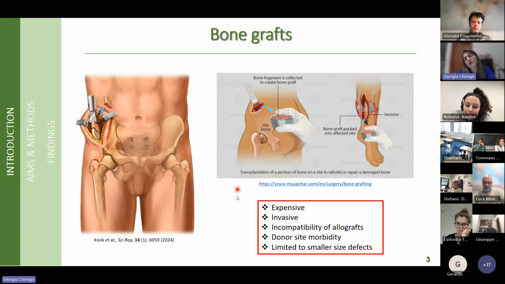And moreover, this procedure can solve just smaller site defects. Why? First of all, for the low amount of bone graft, and secondly, because its efficiency can be strongly compromised by the short supply from the surrounding tissue. That's why, in order to overcome these limitations, these drawbacks, in recent years, bone tissue engineering has emerged as an ever-increasing area of interest, also because bone is the second most transplanted tissue after blood.